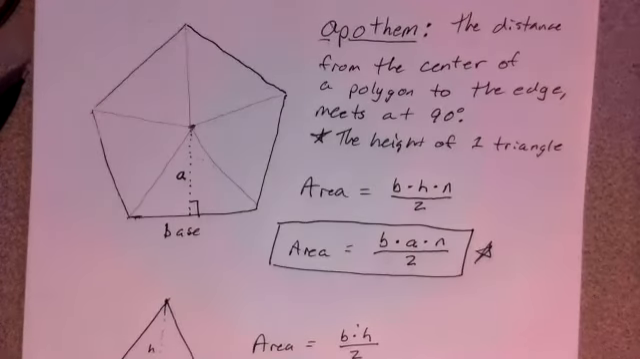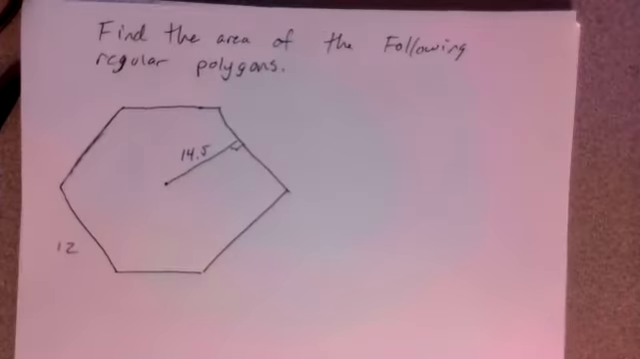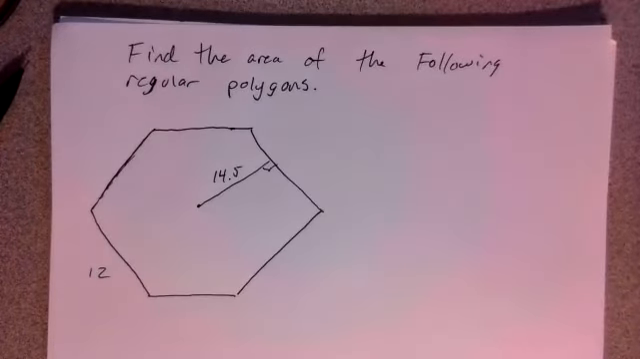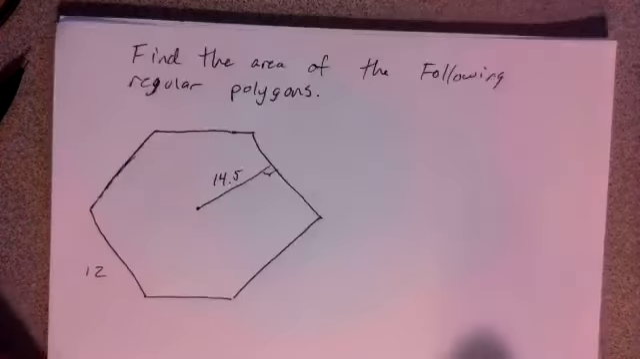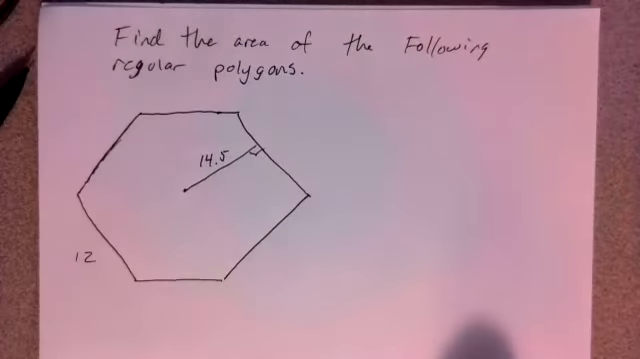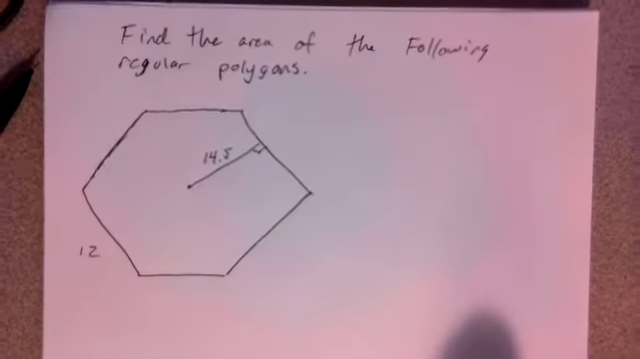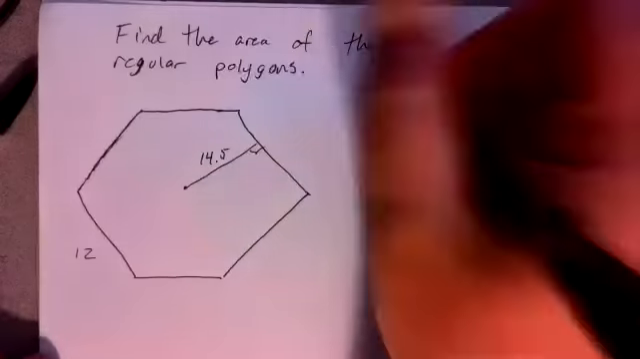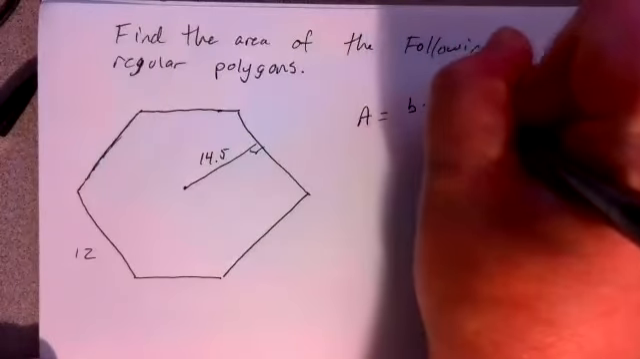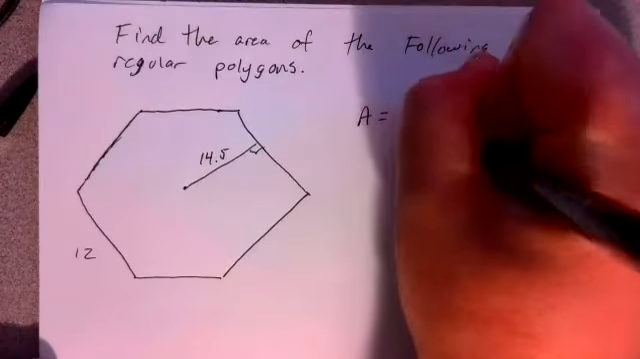Let's use that formula for a couple of examples, and then you should be able to do pretty good on your practice problems. So let's do a couple of examples real quick. The first one, ooh, this is a really poorly drawn 6-sided polygon, 6 sides, hexagon, right? All right, so remember the formula is area equals base times apothem times the number of sides divided by 2.